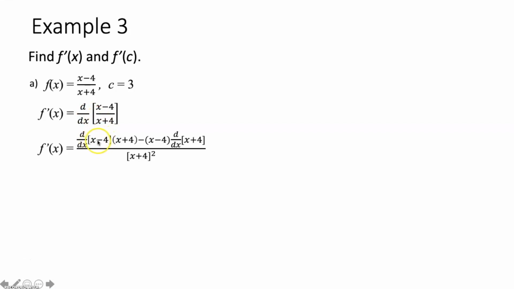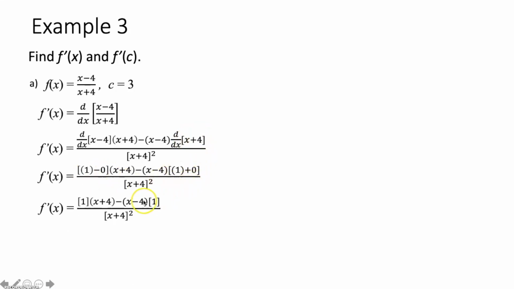So derivative of x minus 4, we take the derivative of each term. Derivative of x is 1, derivative of 4 is 0. Over here, derivative of x is 1, derivative of 4 is 0. Now, 1 minus 0 is 1. 1 plus 0 is 1. 1 times x plus 4 is x plus 4. 1 times x minus 4 is x minus 4.